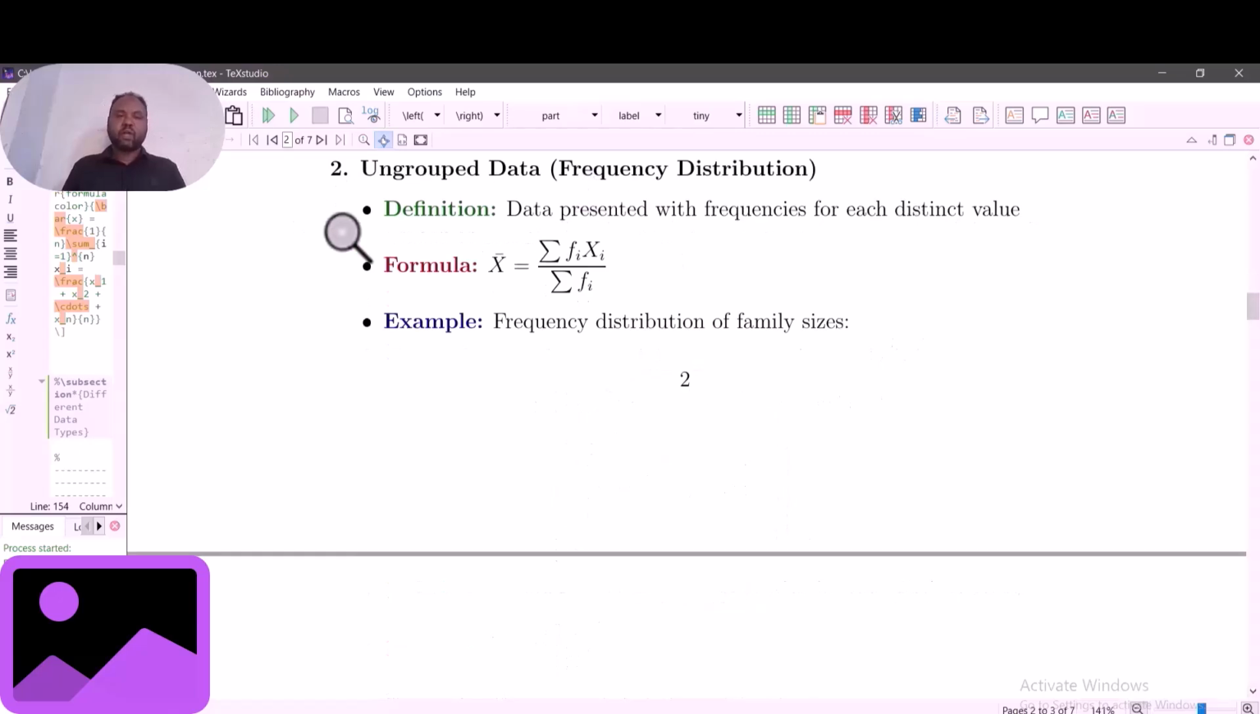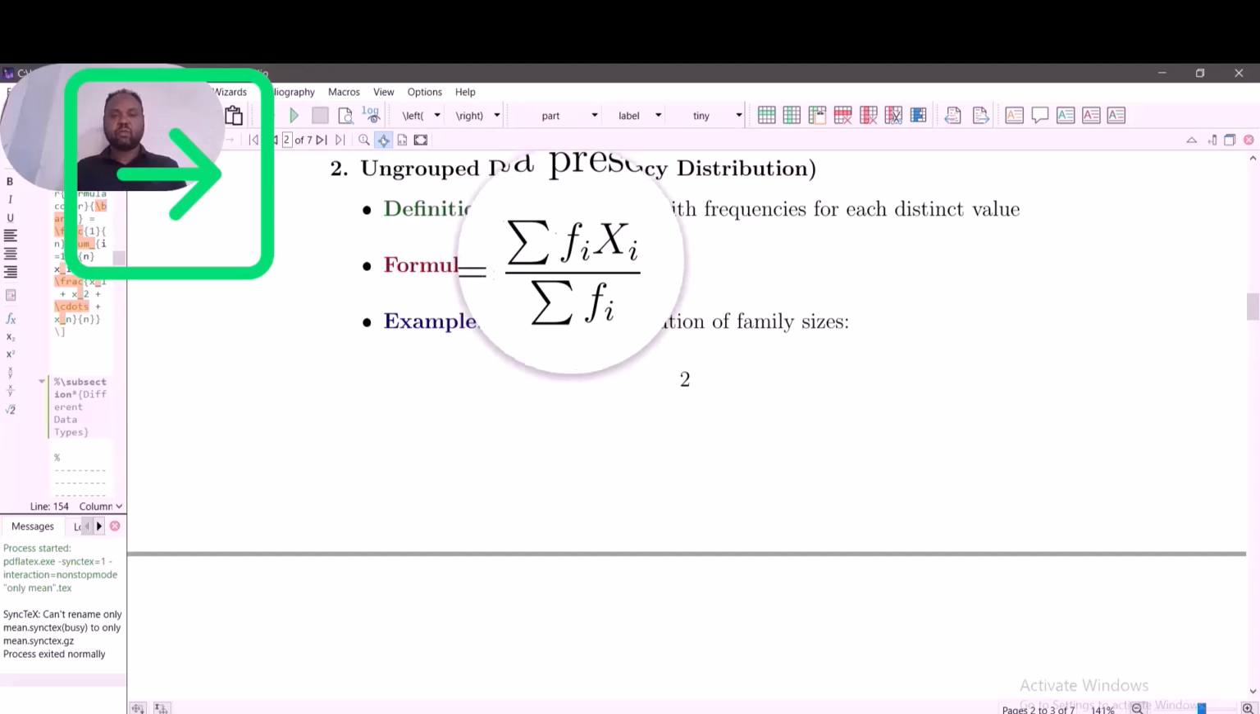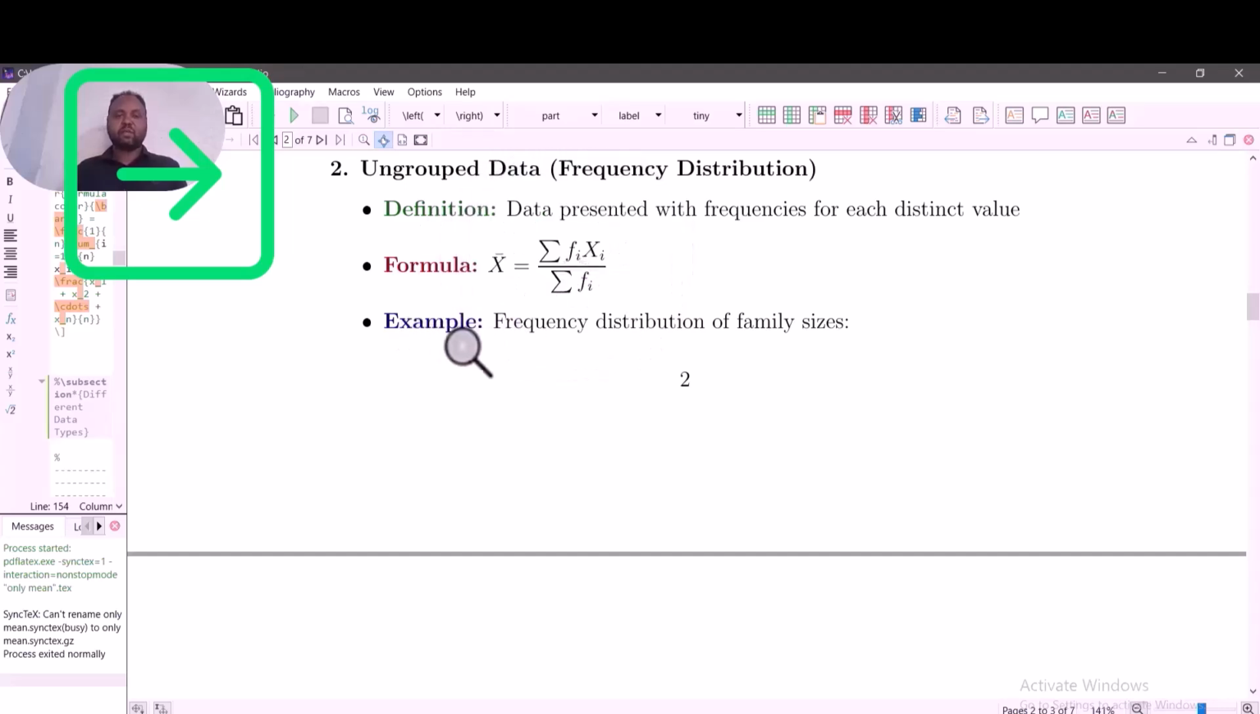How can we compute arithmetic mean from ungrouped data? Ungrouped data is represented using a frequency distribution. A frequency distribution is nothing but a tabular form of data presentation, from which we can compute the arithmetic mean using this formula. Let us see the example.